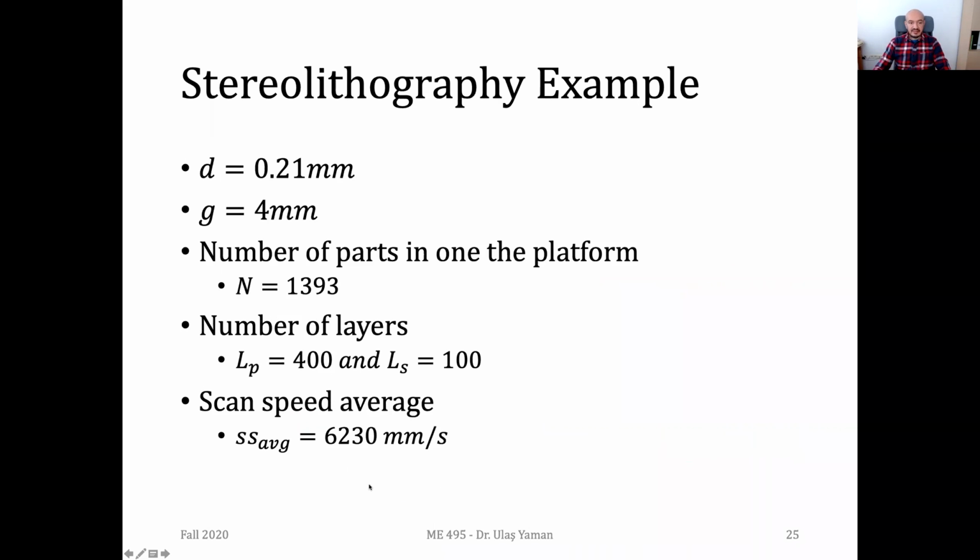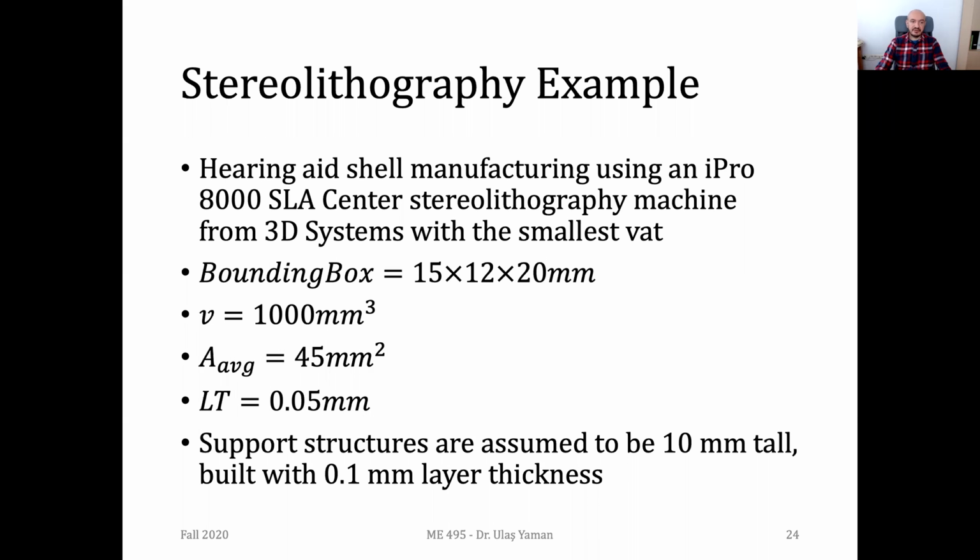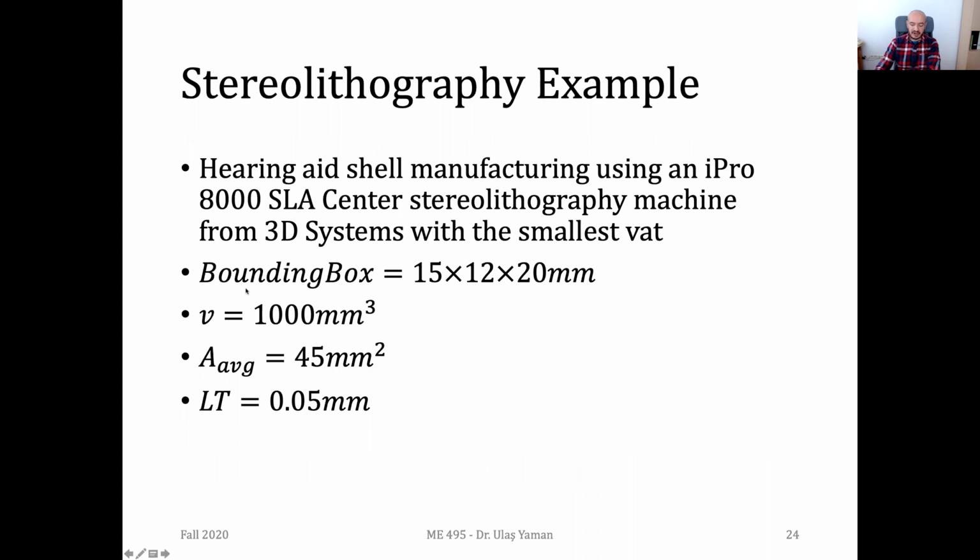So the question is, what will be the cost and what is the time required for the fabrication of such parts on this machine? The volume is 1000 cubic millimeters, but the bounding box is this much. So we need to consider the bounding box, since otherwise, if you simply consider the volume, that might be a placing problem. You need to place these parts properly. They shouldn't be touching each other, and this is possible only with the usage of the bounding box.